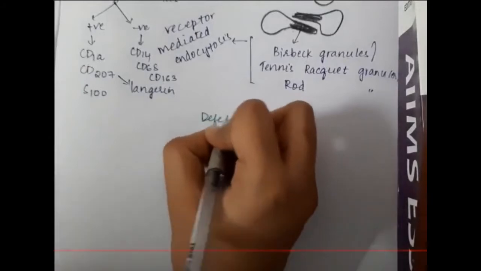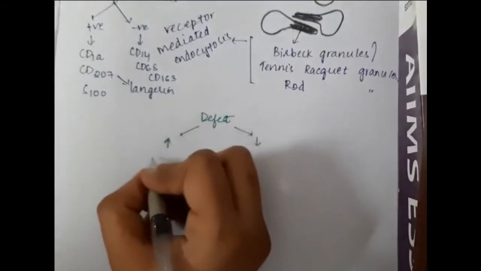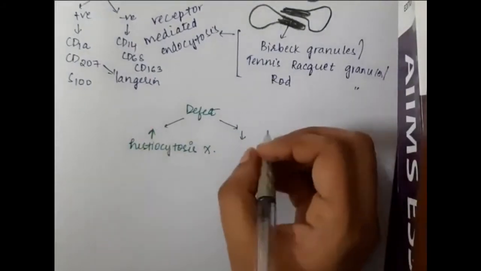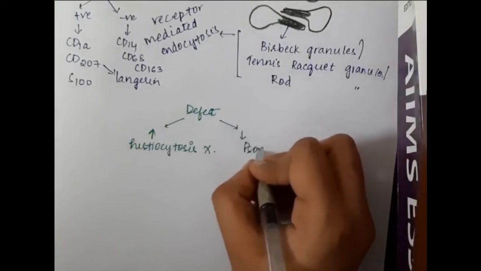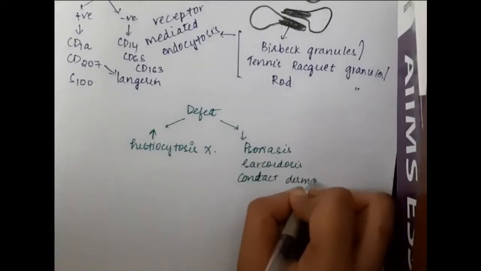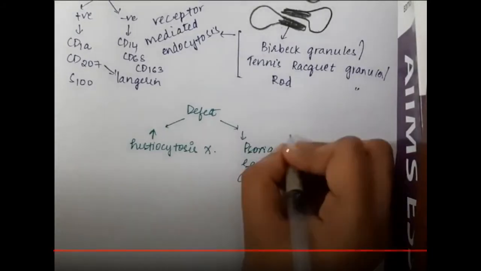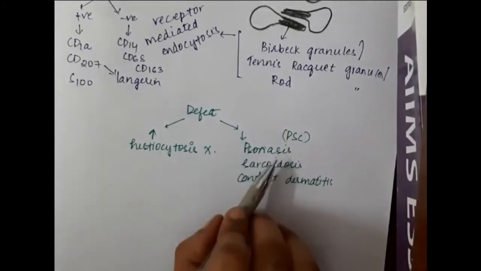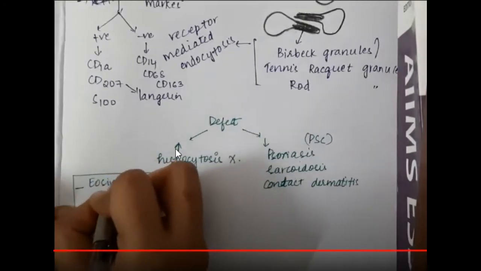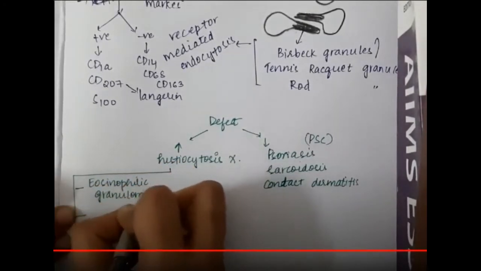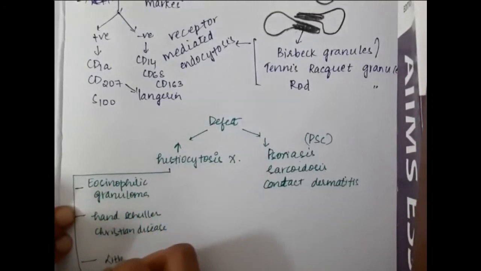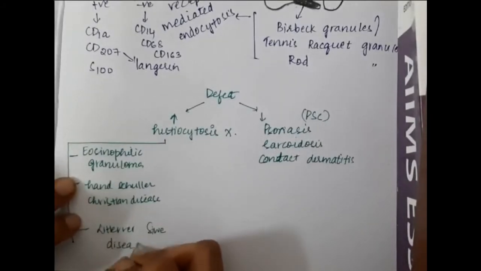Now if there are increased Langerhans cells, it leads to histiocytosis X. If there are decreased Langerhans cells, it causes psoriasis, sarcoidosis, and contact dermatitis, given by the mnemonic PSC. Next, increased Langerhans cells cause a histiocytosis, which is of three types. One, eosinophilic granuloma. Second, Hand-Schuller-Christian disease. And third, Letterer-Siwe disease.